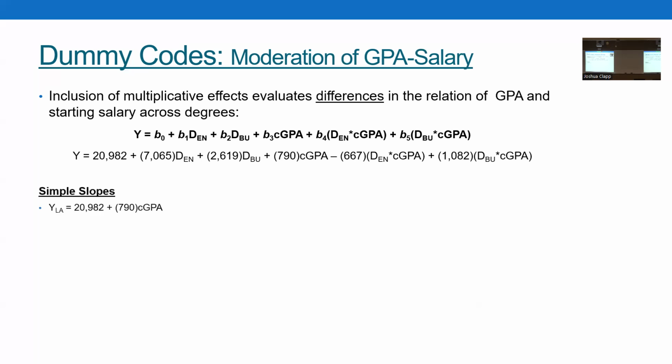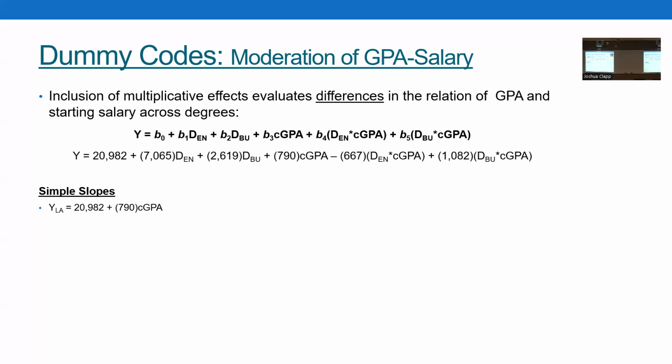Okay. And so if we go through and take a look at our simple slopes here, the simple slope for my liberal arts majors is just 2.982 times this, right? How did I get to this? How did I get the simple slopes for the relation between GPA and salary for liberal arts majors? I'm talking about liberal arts majors.